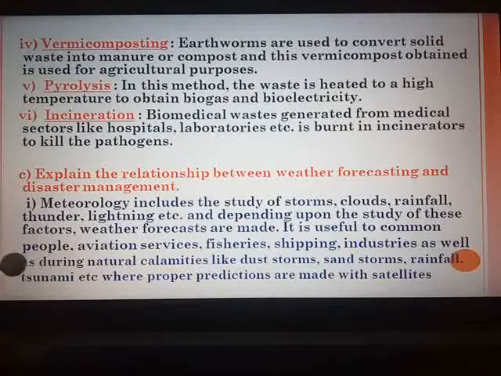This part, as well as during natural calamities, you will get in the paragraph under the heading India Meteorological Department. In that you have the second paragraph. You can see in the second paragraph you have about the natural calamities, where proper predictions are made with satellites equipped with high class technology.